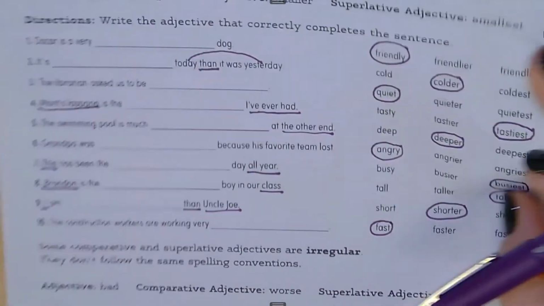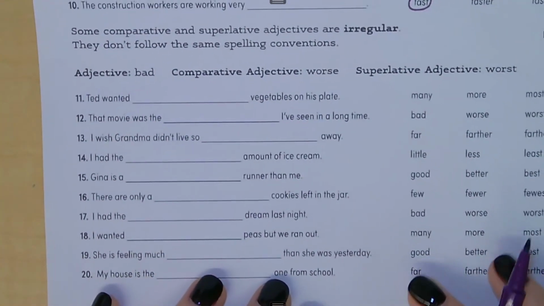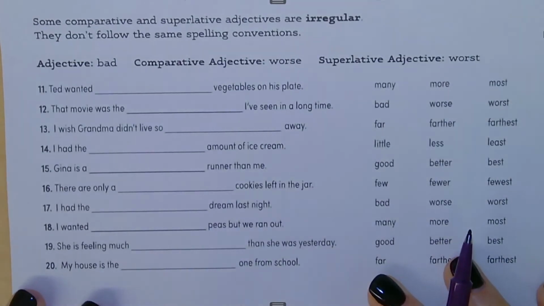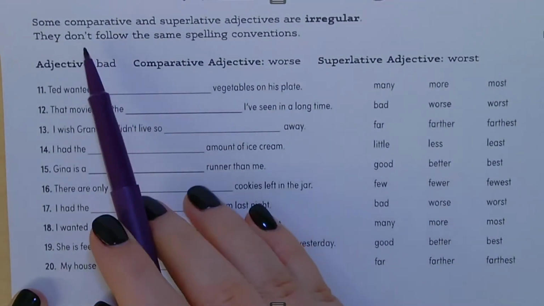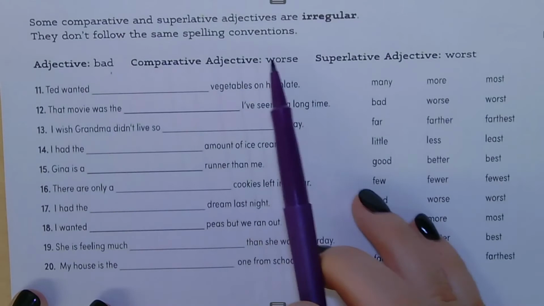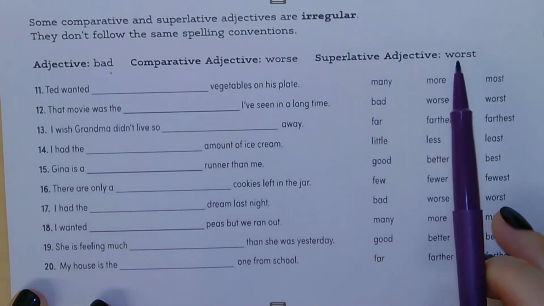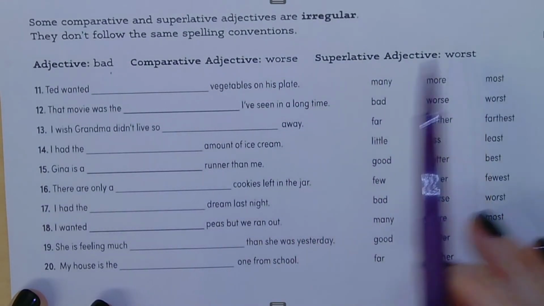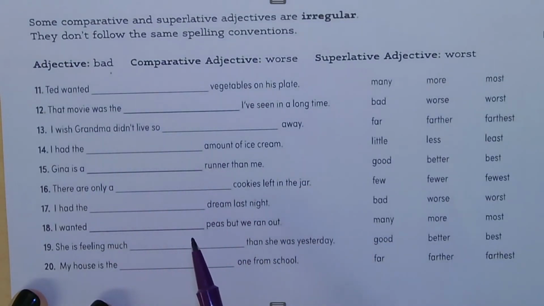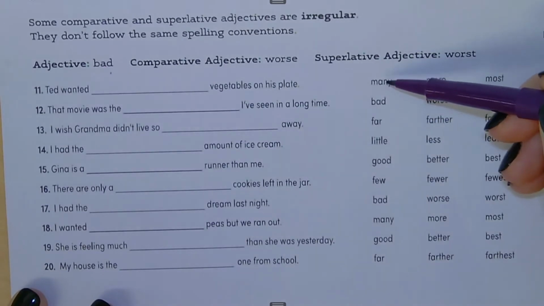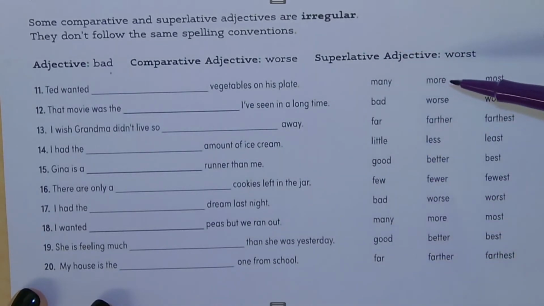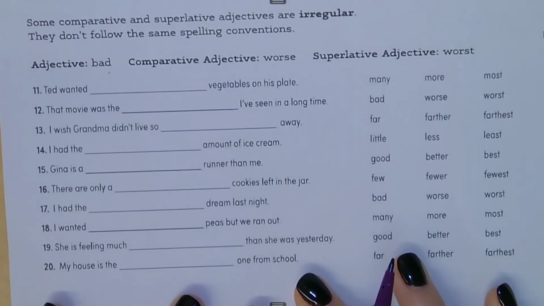Okay, now some comparative and superlative adjectives are irregular. We talked about this yesterday. For example, if you have the adjective bad, the comparative form is worse and the superlative form is worst. So we're going to read these sentences. We need to decide, are we comparing anything? And if we are, are we comparing two things? Or are we comparing three or more? We have our list of the original adjectives, the comparative adjective, and the superlative adjective. Here we go.